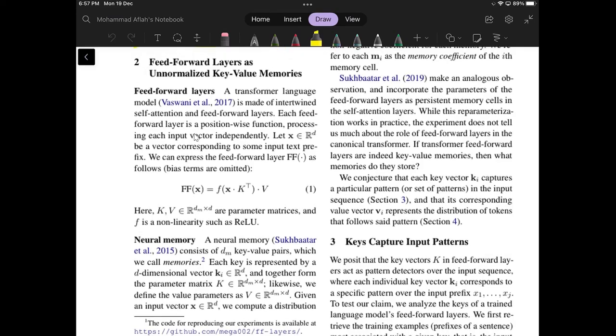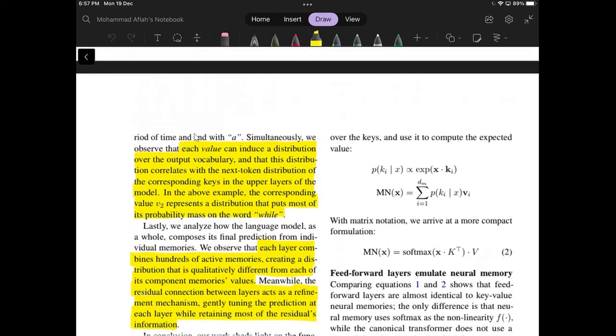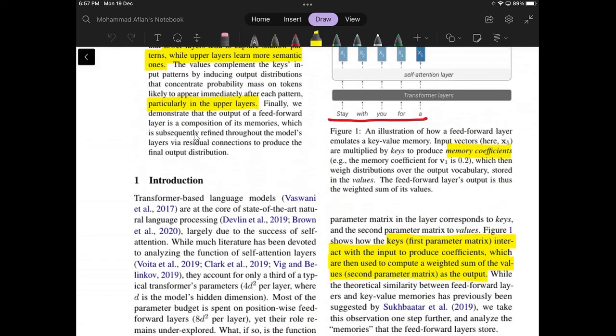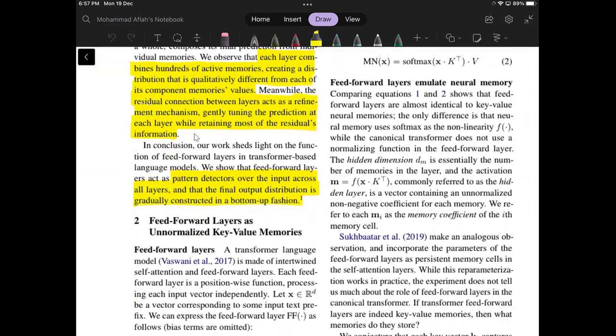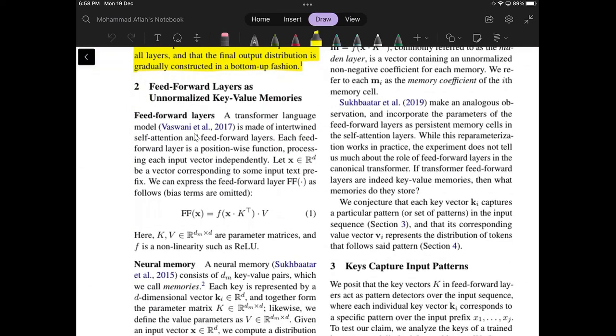Right. So I guess this is still a part of the related work section. No, not a part of the related work section. This is a new section altogether: feed-forward layers as unnormalized key-value memories. A transformer layer model by Vaswani et al. is made of intertwined self-attention and feed-forward layers. Each feed-forward layer is a position-wise function, processing each input vector independently. That is why it's known as the point-wise feed-forward network. I hope you're familiar with all of this.